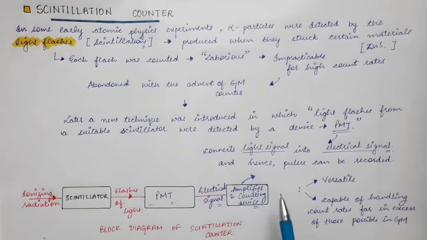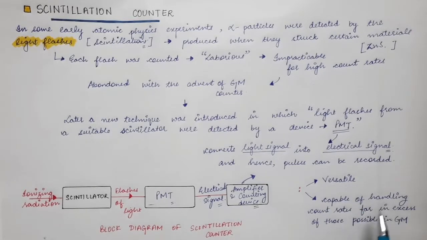This method of detecting the ionizing radiation is very versatile, and it is capable of handling count rates far in excess of those possible in the case of the GM counter. So this scintillation counter has an advantage over the GM counter, that it is capable of handling high count rates as compared to the GM counter.